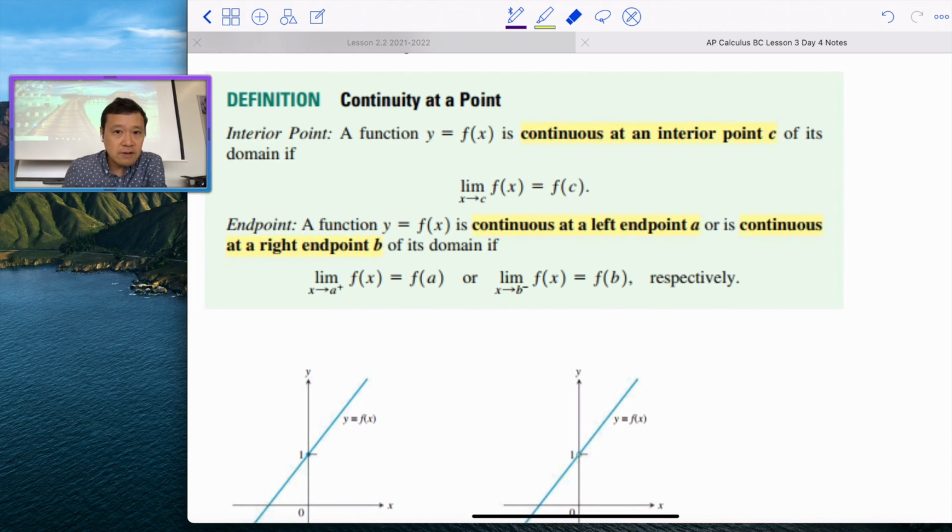A function is continuous at point C if the limit of that function as x approaches C matches what the defined value of that function is at x equals C. Once again, a function is continuous at an interior point C if the limit of f of x as x approaches C matches the value for f of C. The limit matches the defined value.